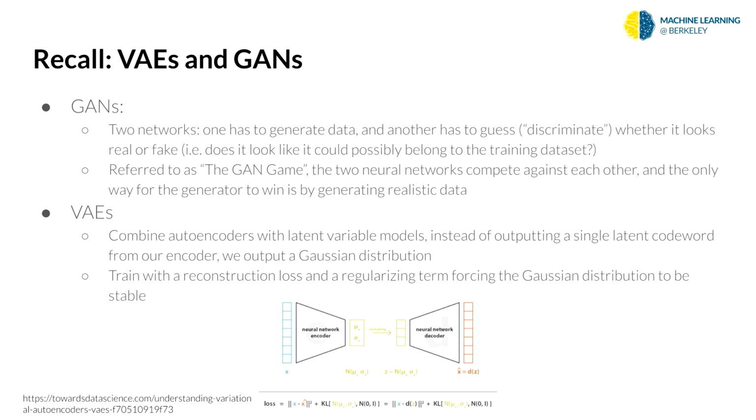Secondly, we have VAEs. These essentially combine autoencoders with latent variable models. What that means is instead of outputting a single latent codeword from our encoder, we output a Gaussian distribution instead. This is trained with a reconstruction loss and a regularization term in order to force the Gaussian distribution to be stable. At the bottom, that's an image of what the VAE architecture looks like. Okay, cool. Building off of VAEs first, we're going to talk about how vector quantization can be used to essentially upgrade these models.